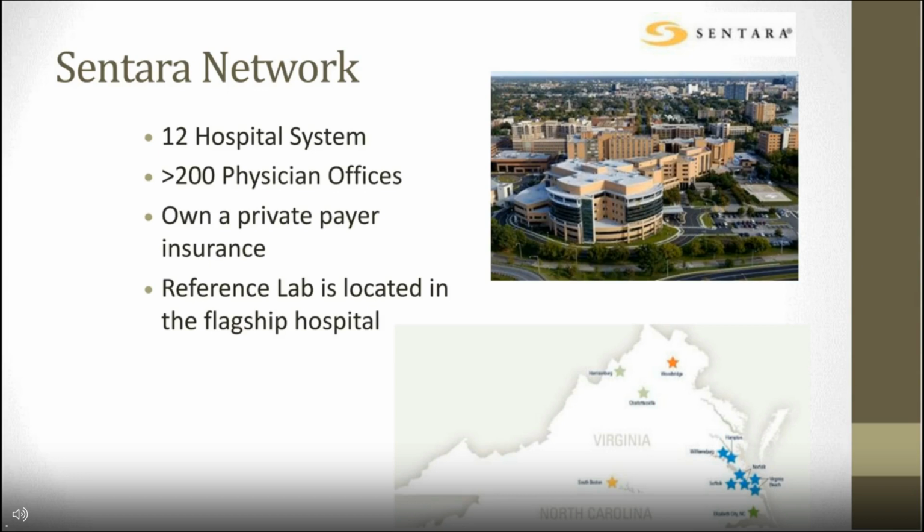So first, I want to give a little bit of background about who we are at Sentara. Sentara Healthcare, we're a network of hospitals that are spread throughout the states of North Carolina and Virginia, predominantly located in the southeastern region in the Hampton Roads area, but spread throughout the entire state up to Washington, D.C., Western Virginia, and the northeastern corner of North Carolina. We have over 200 physician offices that are associated with us as a Sentara Medical Group. We're also a private payer insurance company. And our reference laboratory is located in the flagship hospital pictured here in Norfolk, Virginia. This is where our hub is for testing and where our molecular laboratory resides.